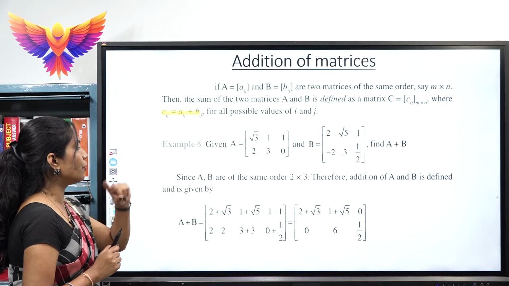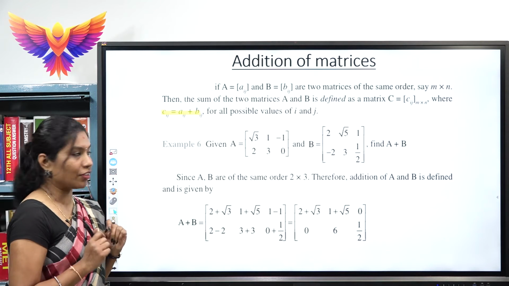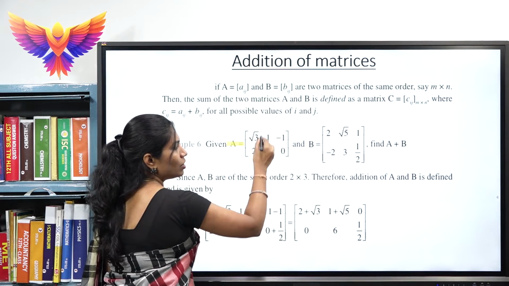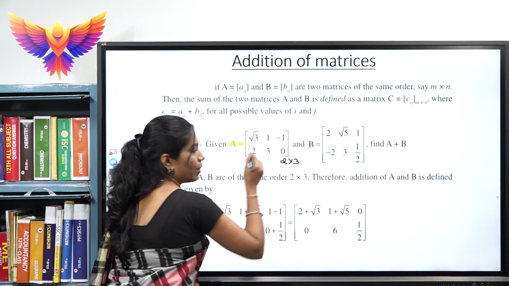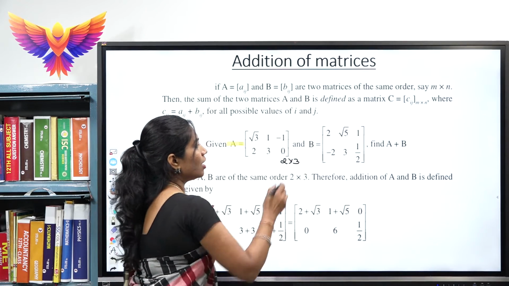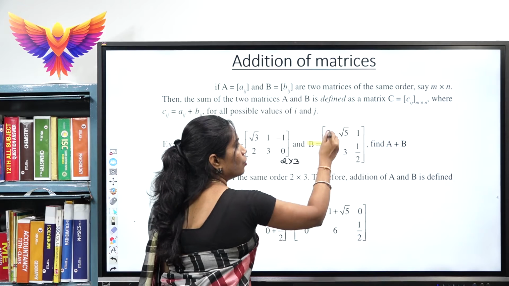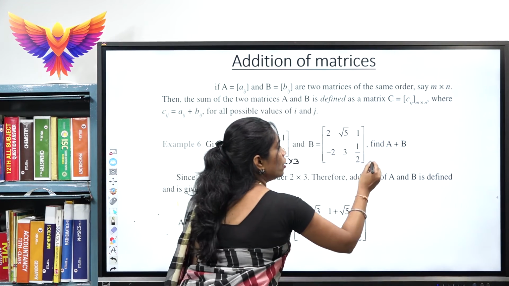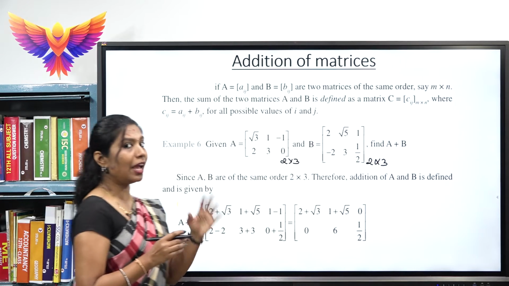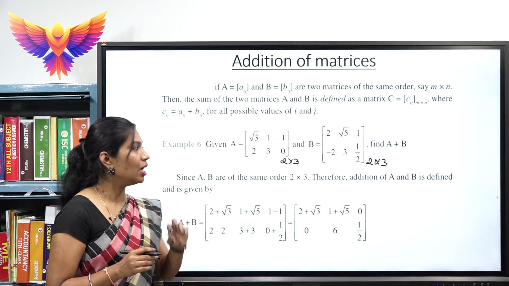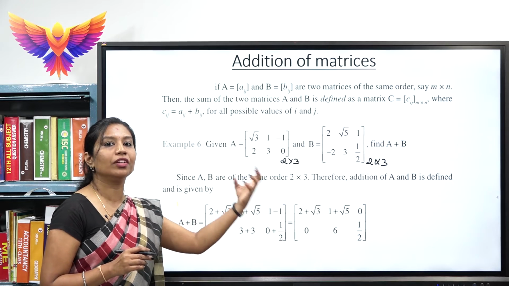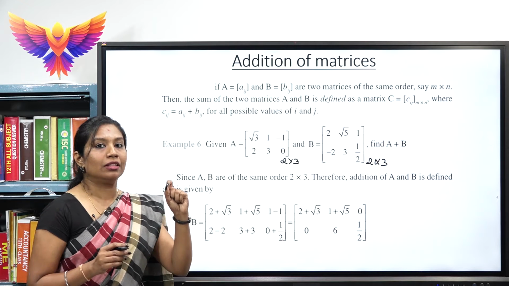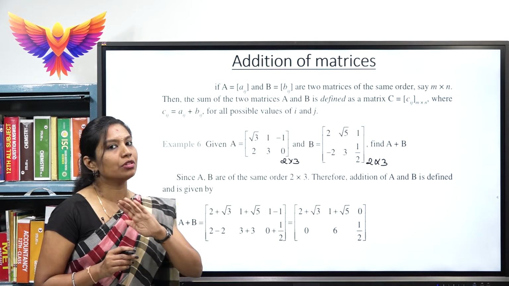For example, if I have to find the addition of the two matrices I have considered here, matrix A has 2 rows and 3 columns. It is a 2 cross 3 matrix. Similarly, I have considered another matrix B which again has 2 rows and 3 columns, so it is again a 2 cross 3 matrix. I need to add both, that is A plus B. I said we can add the matrices only if the order of both the matrices is the same. I hope all of you remember what the order of a matrix is: the number of rows into the number of columns gives the order of a matrix.